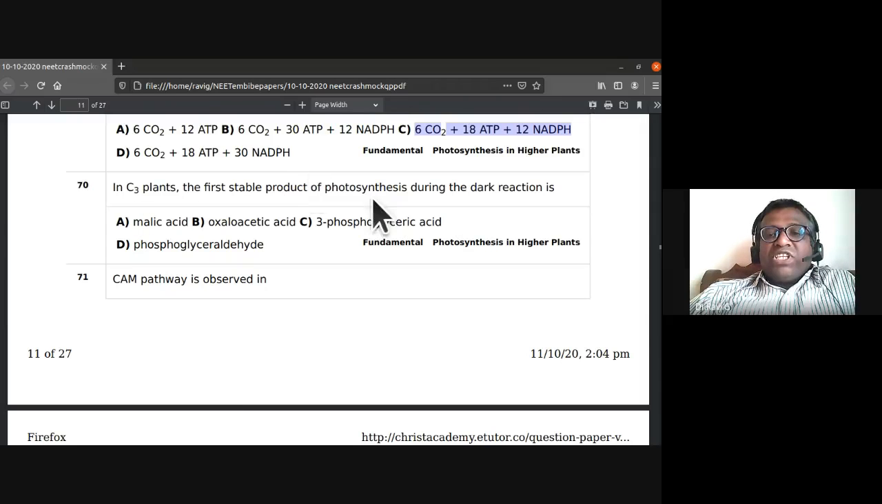In C3 plants, what is the first stable product of photosynthesis during the dark reaction? Is it malic acid, oxaloacetic acid? The answer is 3-phosphoglyceric acid. So 70th, the answer is C.